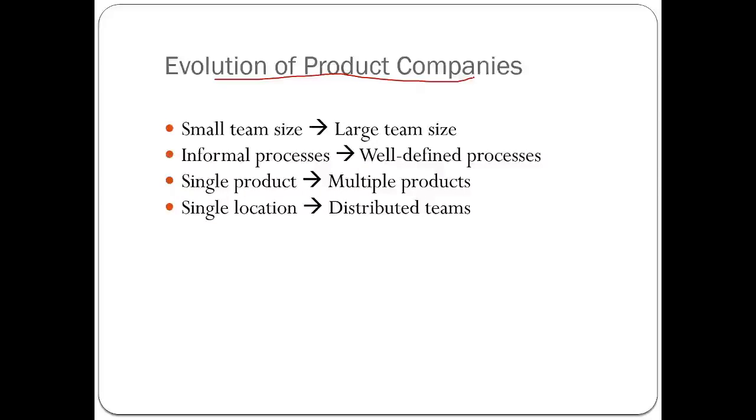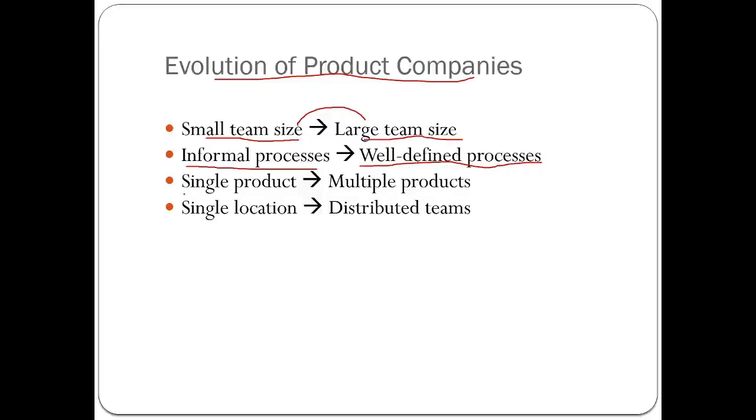Next we have evolution of product companies. Whenever any company is started, it will be started with a small team size, and later on if progress happens, then the team size increases. So the company first starts with a small team size, and if it makes progress, then a large team size can be created. Whenever companies are started at the beginning, they follow informal processes. They need time to study all the processes. Once they are perfect, then they can move to well-defined processes.